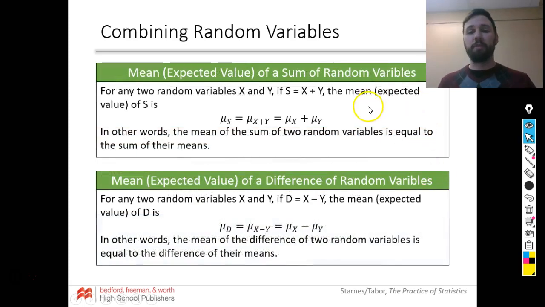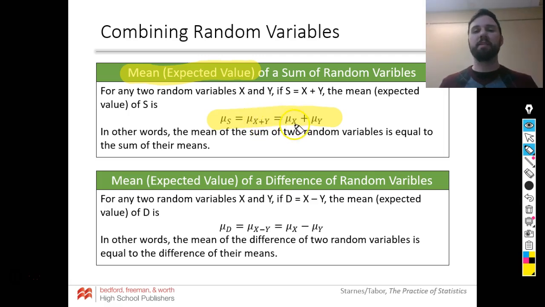So, I'm going to use these formulas. The expected value, the mean, if I'm adding two random variables, is right here. My mean of S, the sum, is equal to the mean of x plus y, which is equal to the mean of x plus the mean of y. You just add them together. It's that easy. But wait, what do I do if I want to find the difference? Good question. I'm looking for the expected value of a difference, so I'm subtracting my data. I subtract my means. It's that easy.